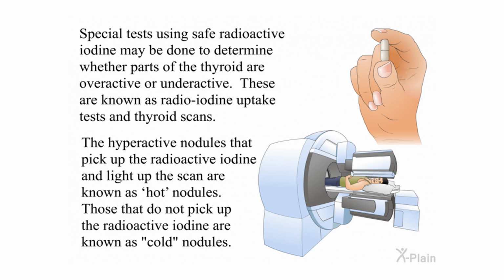Special tests using safe radioactive iodine may be done to determine whether parts of the thyroid are overactive or underactive. These are known as radioiodine uptake tests and thyroid scans. The hyperactive nodules that pick up the radioactive iodine and light up the scan are known as hot nodules. Those that do not pick up the radioactive iodine are known as cold nodules.